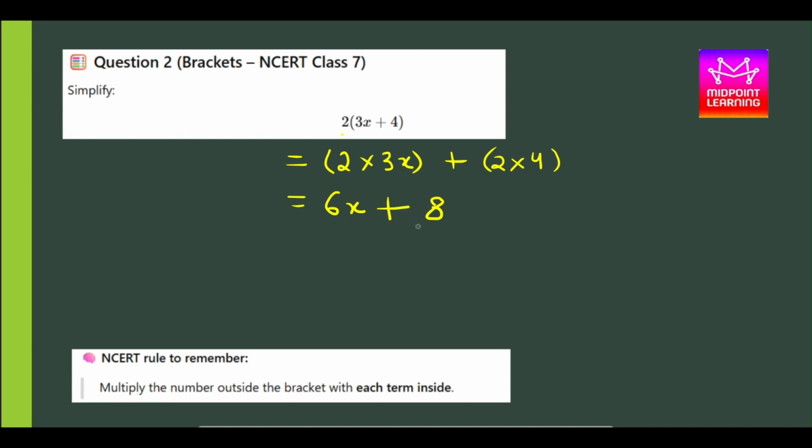So if you have understood this question, you are handling the brackets confidently, correct? So what is the NCERT rule here? To remember that we have to multiply the number outside the bracket by each term inside.